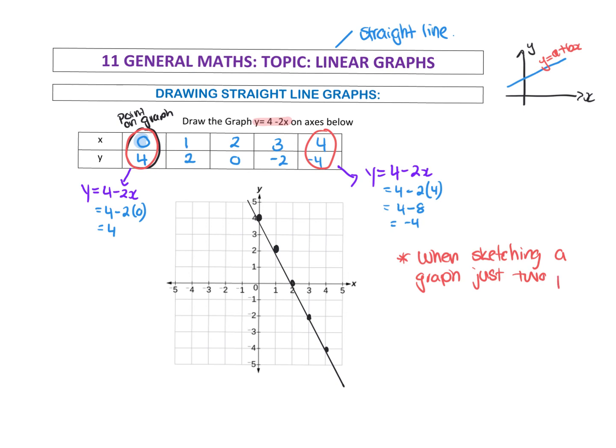If you were given the equation and asked to sketch it, just use 2 x values. You can use easy ones. Use 0, use 1, because it's easy to put that into the formula. Here I just picked that one and that one. If I plotted them, the line would go this way, correct?